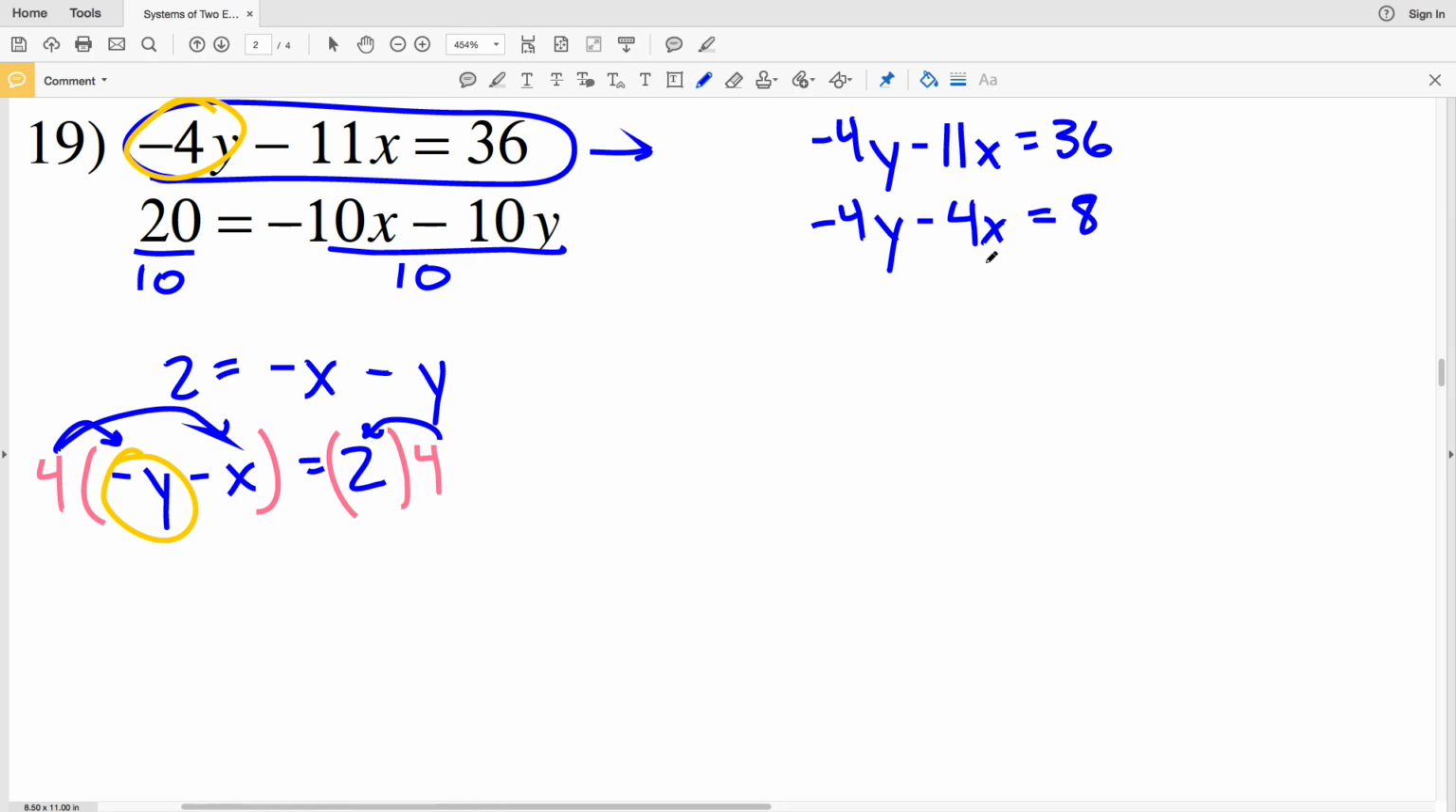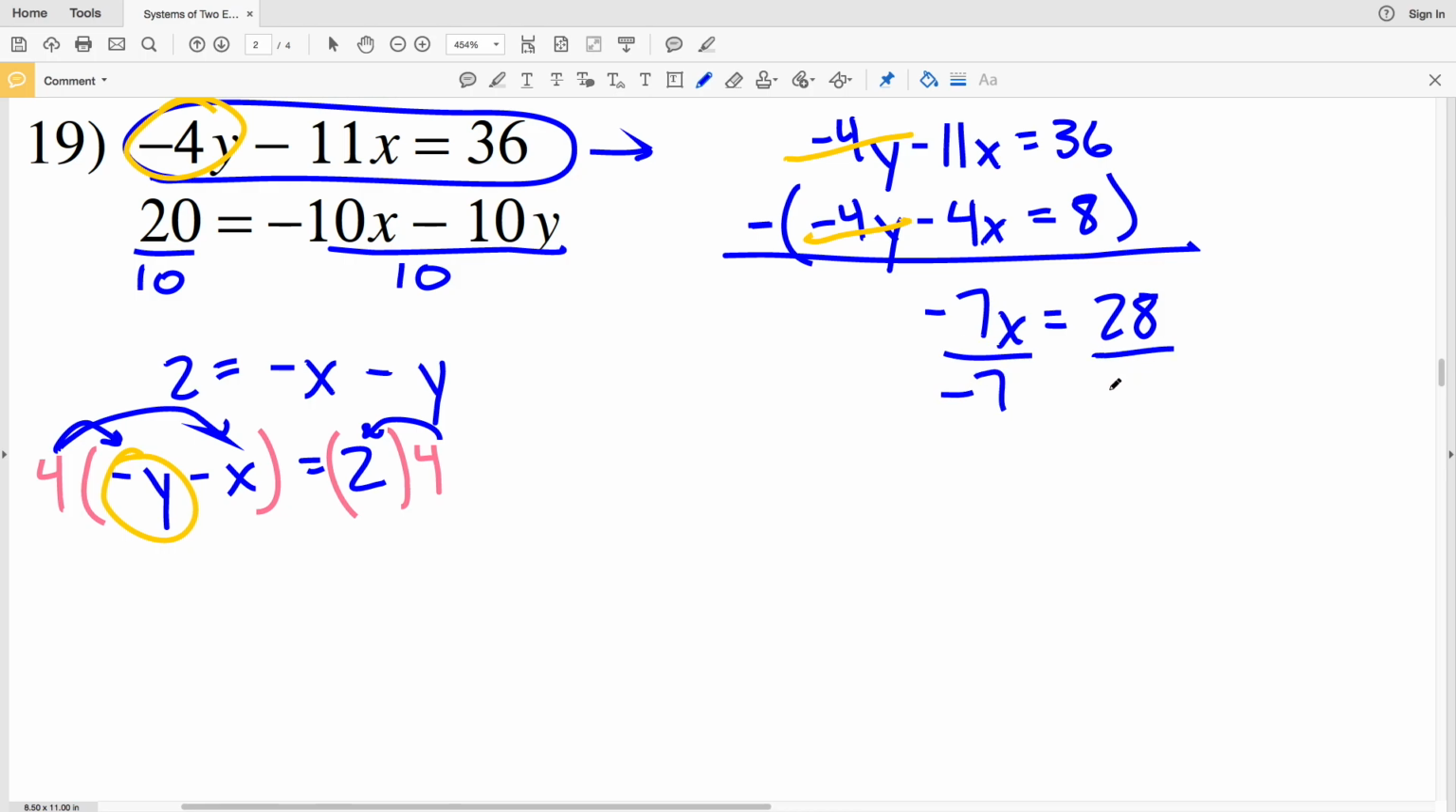Now, as opposed to adding, like I've been doing, I'm going to need to subtract these two equations. By subtracting, negative 4y minus negative 4y is negative 4y plus 4y, which is 0. Then I'll have negative 11x minus negative 4x, so negative 11 plus 4, which is negative 7x, and then 36 minus 8, which is 28. Now, I'll divide both sides by negative 7 to get that x equals negative 4.